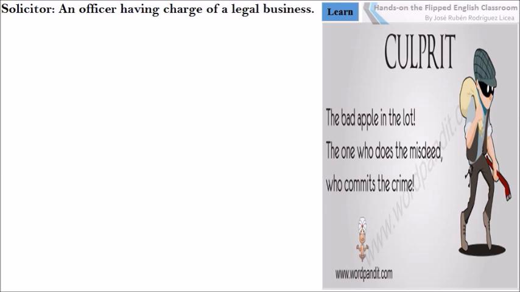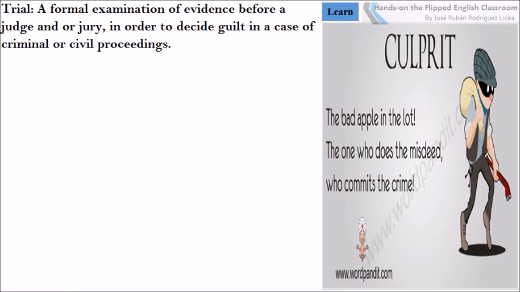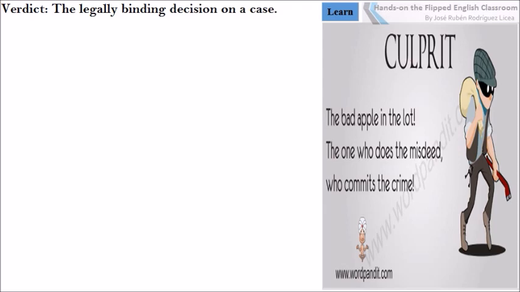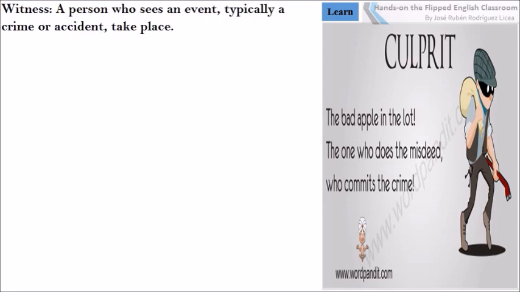Solicitor: an officer having charge of a legal business. Trial: a formal examination of evidence before a judge and/or jury, in order to decide guilt in a case of criminal or civil proceedings. Verdict: the legally binding decision on a case. Witness: a person who sees an event, typically a crime or accident, take place.